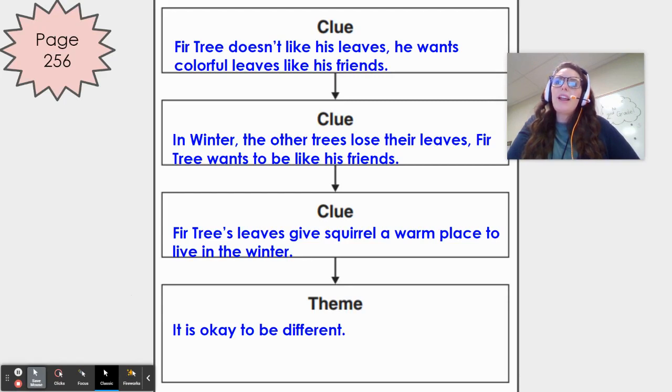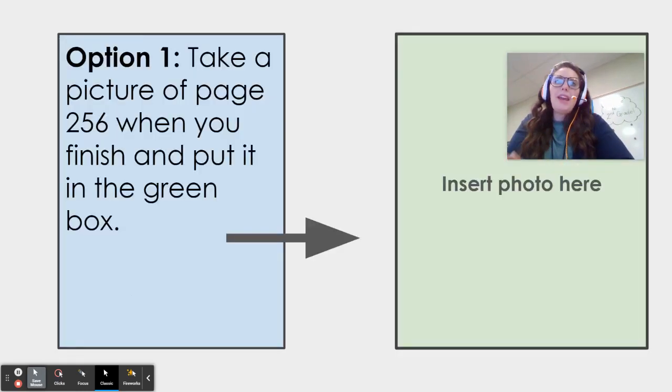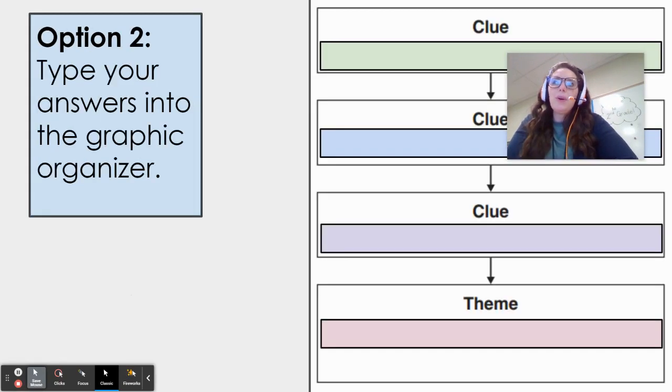I also noticed that Mother Nature continued to repeat the words, "Be patient. Be patient, you will soon understand your purpose." And Fir Tree was patient and finally was able to understand his purpose. After you have finished, you may take a picture and put it in the green box. If your camera is not working, you can type your responses into the last slide on this assignment.